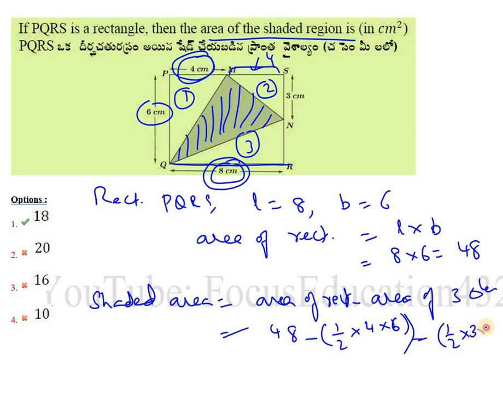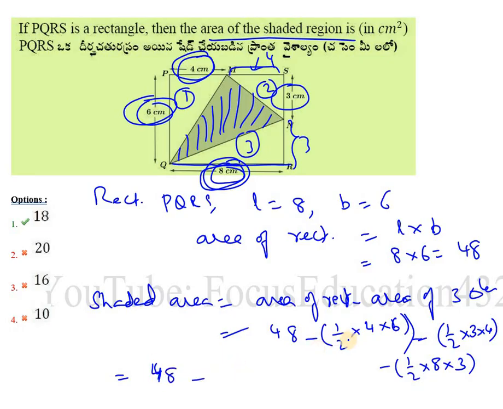Second one. Minus third one, half into base into height. So here base is 8 and height is this. Out of 6, 3 we have to remove, so we get here 3. Half into 8 multiplied by 3. Now very simple, calculate this and you will get the answer.